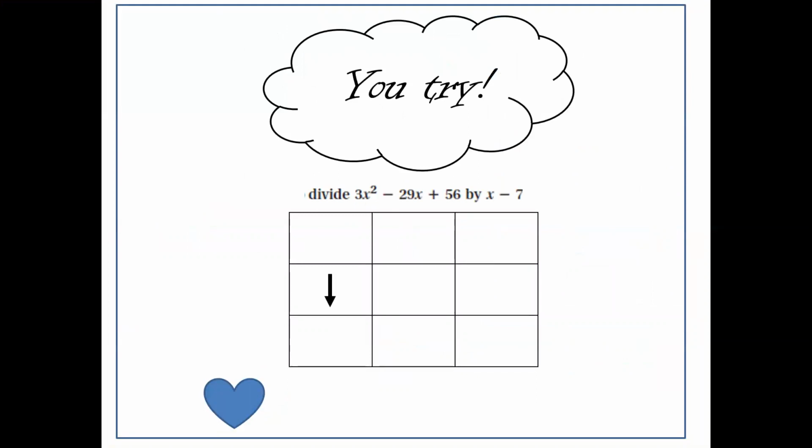I want you to try this one. So see if you can repeat those 5 steps. This one's a smaller grid because you only have 3 terms that you're dividing. So those 3 coefficients go across the top. Make sure you make a ledge for your magic number to stand on.